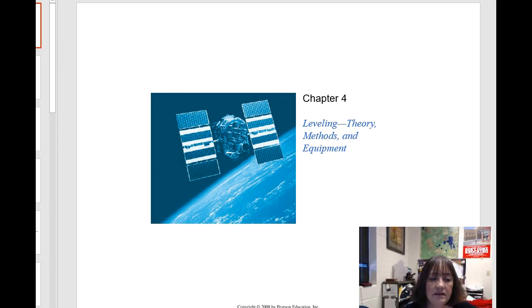This material is in Chapter 4 for the engineering surveyors in the Wolf and Gilani book, and it's also in Chapter 4 in the practical surveying book for the practical surveyors. So, in either case, please refer to Chapter 4 while we're working through this material.